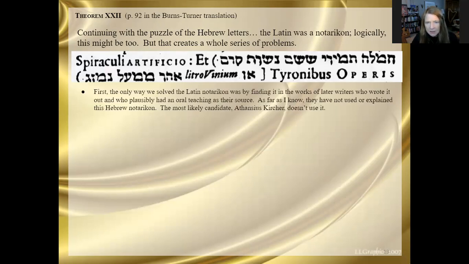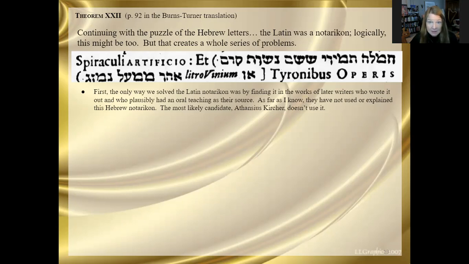The only way we solved the Latin notericon was by finding it in the works of later writers who wrote it out, and plausibly they had an oral teaching from the Hieroglyphic Monad. All right, those people are Christians. Hebrew is the sacred language of the Jews. Now, as far as I know, Christian Kabbalists and Rosicrucians have not used or explained this Hebrew notericon.